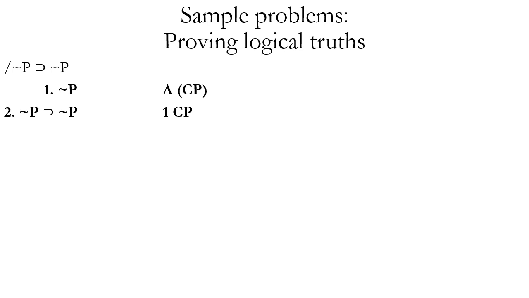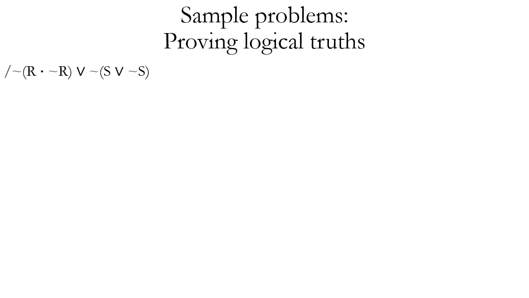So we exit out on line 2 and we create this new conditional, tilde P horseshoe tilde P. In this case, we're using the conditional proof rule as the justification of line 2, but there was only one line in the scope of our assumption, so we just cite line 1.